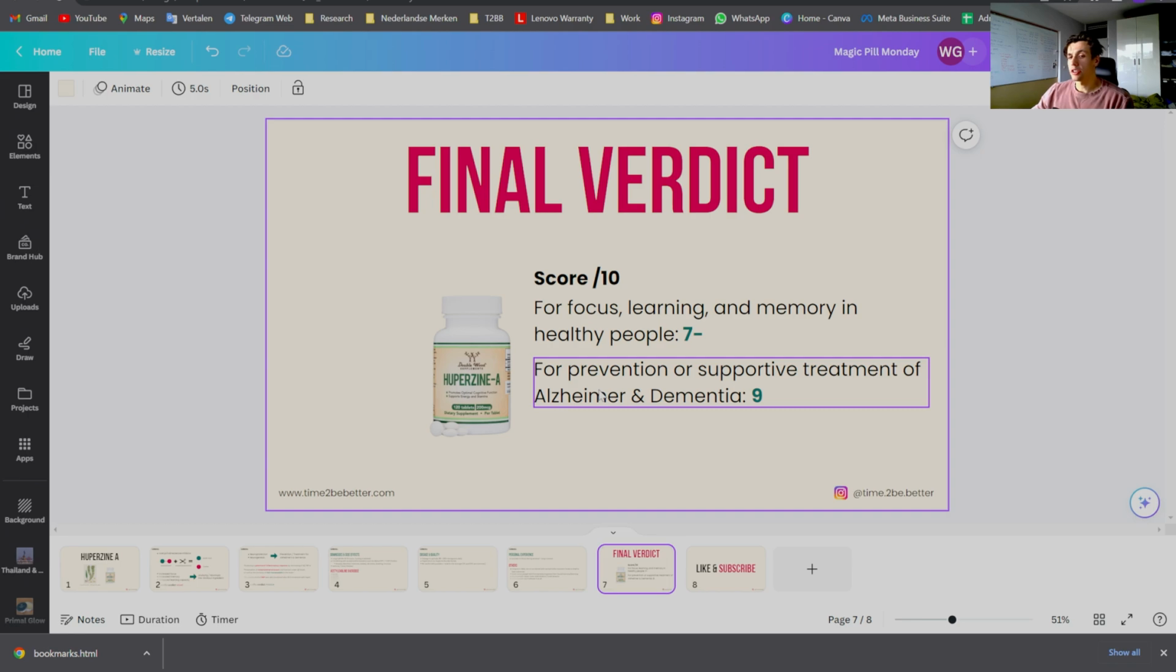Now, when it comes to prevention or supportive treatment for Alzheimer's and dementia, however, I think this supplement shows a lot of promise. If I were to have a family member or I knew somebody that was having Alzheimer's or dementia, I would most certainly recommend this product to them. And I think if you're older or if these diseases are in your family, it may be interesting to look at this supplement as sort of a preventative treatment. So for that use case, I would give this supplement a 9.